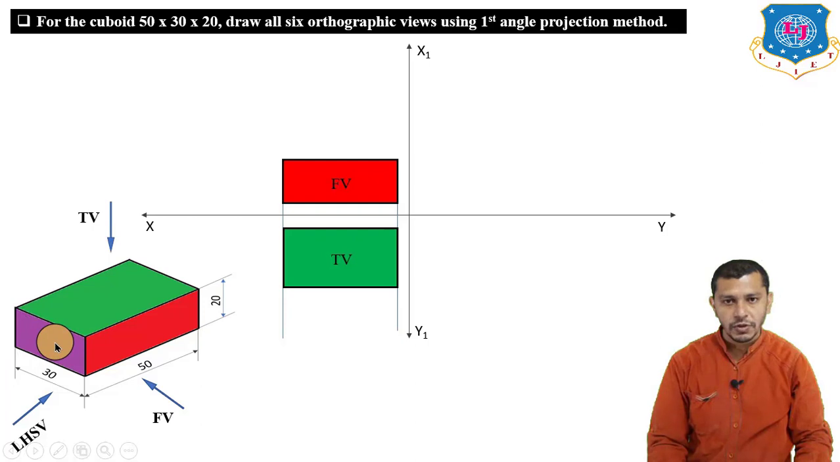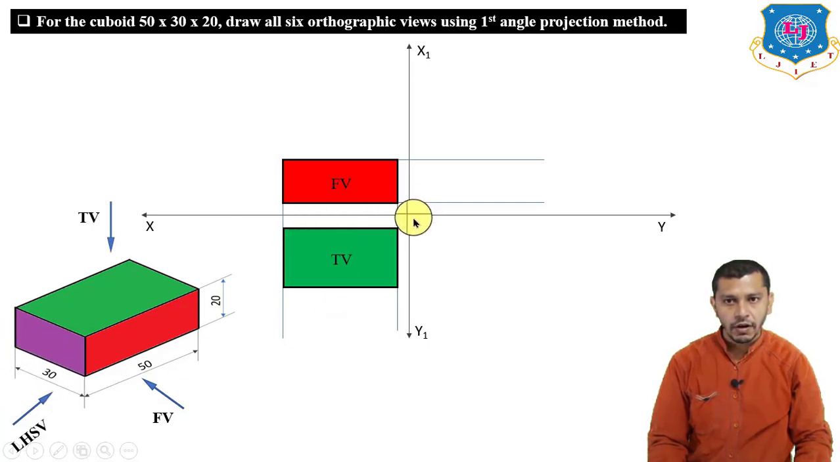This purple surface of the cuboid will give us the left hand side view having length 30 and height 20 mm. So first of all we have to project the height of the left hand side view from the front view, and the width of the left hand side view we will project from the top view.